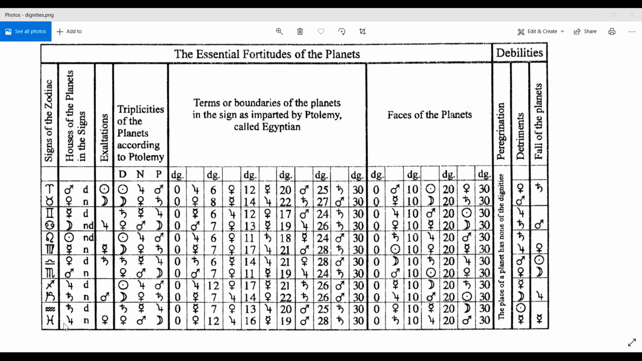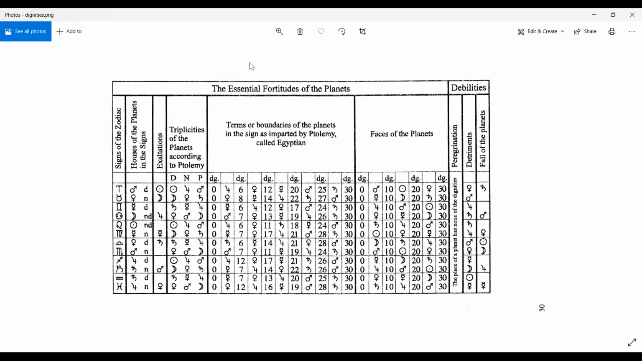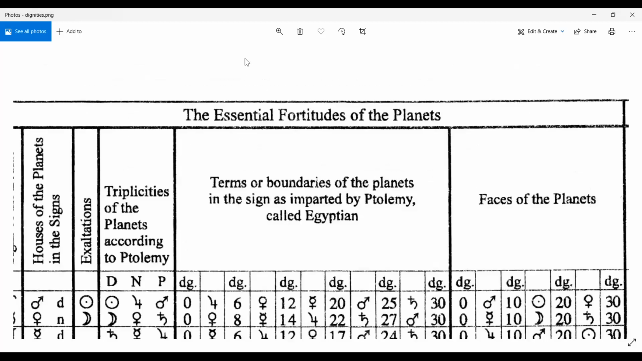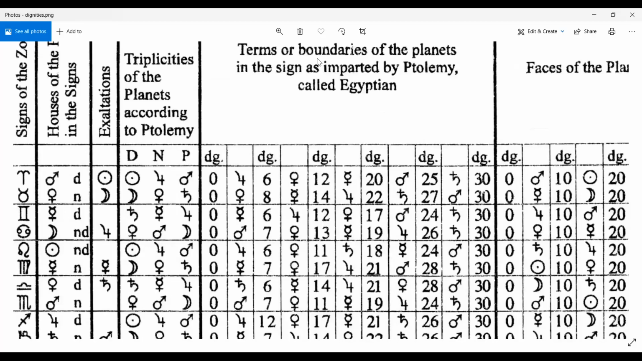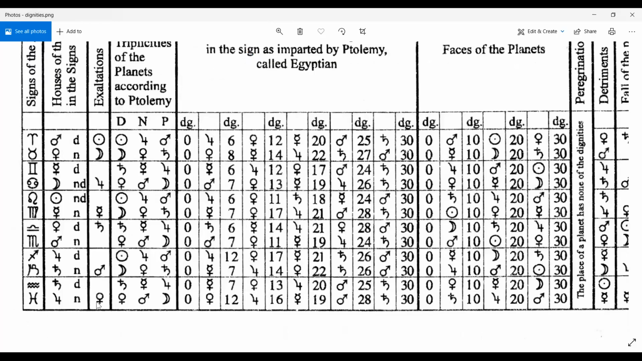Okay, Jupiter has 5 points as the domicile ruler. Venus gets 4 points. Okay, she's dignified. Now, if this is a daytime chart, Venus will also get 3 points, which means that she now has more points than Jupiter. If it's between 0 and 12, which it is, she gets another 2 points. And she has none of the faces.